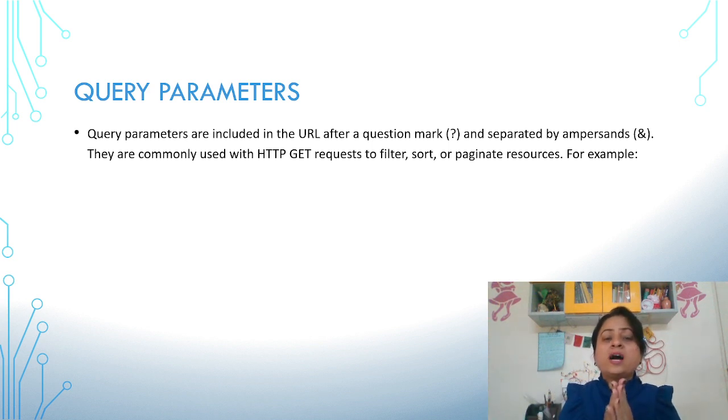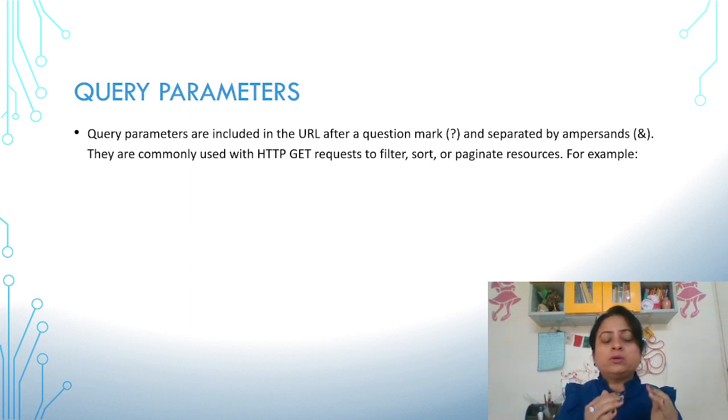So we can do that with the help of query parameters. Query parameters are included in the URL after a question mark sign, and they are separated by ampersands if I have more than one parameter. So if I want to filter on the basis of age and location, I can set age equals 30, ampersand, location equals Noida, to separate them.